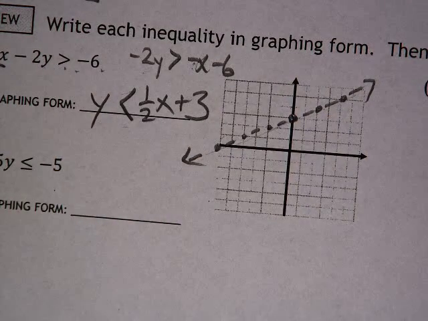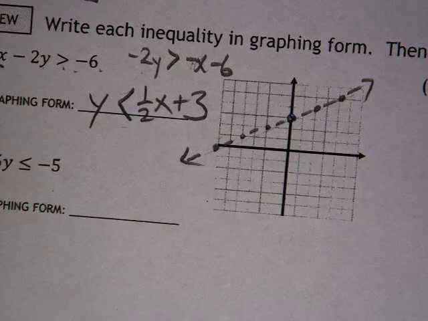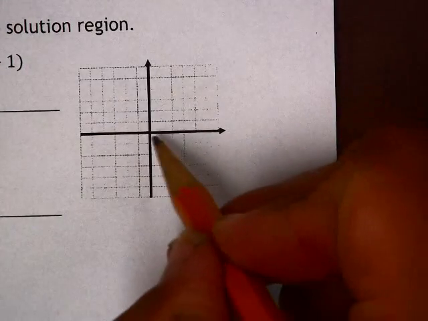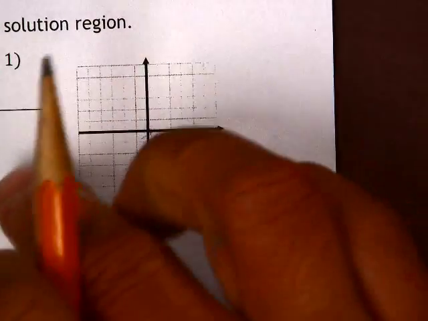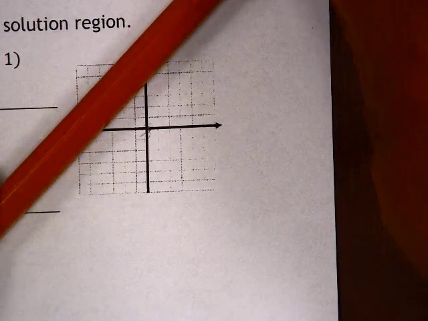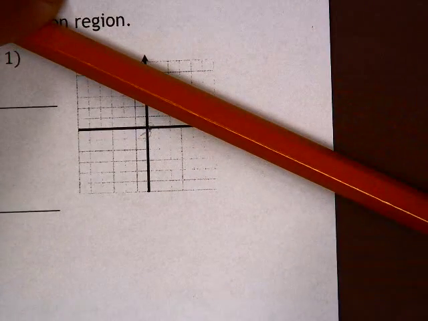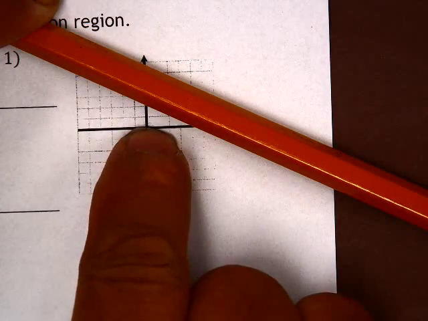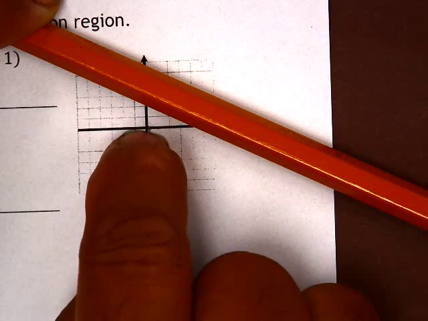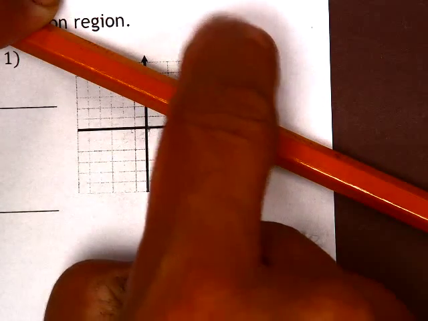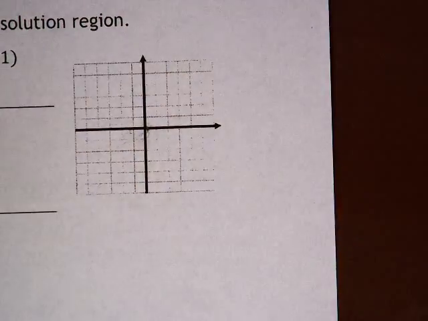So now you have to figure out where to shade. I always teach test the point 0, 0. So if that point 0, 0 is true, you start shading right there till you hit the line. I don't care if the line is here, here, here. If this point is true, shade here, so you would shade all this. If this point is false, go to the other side of the line and shade right there.